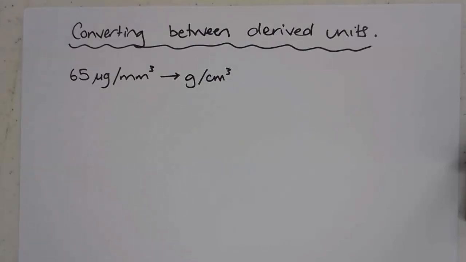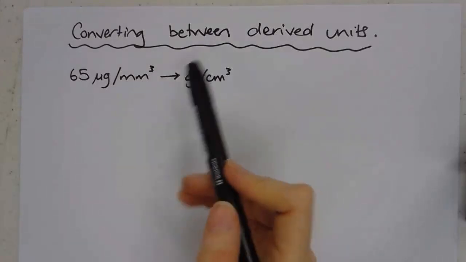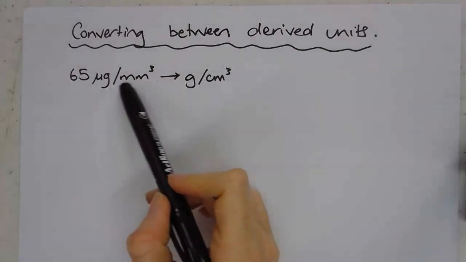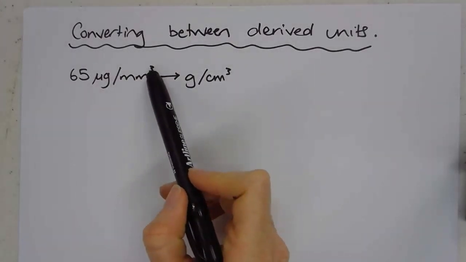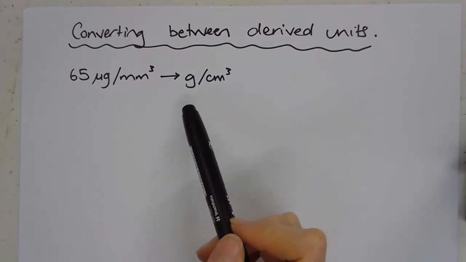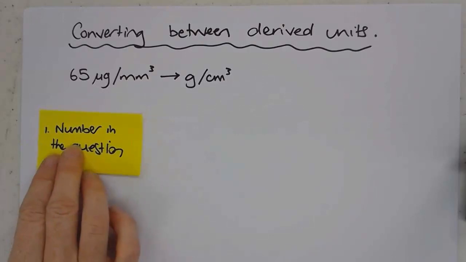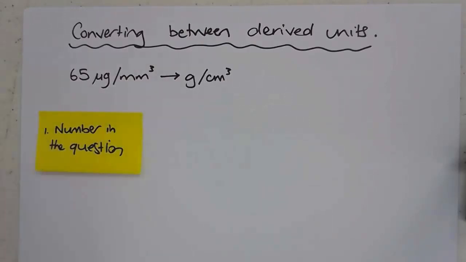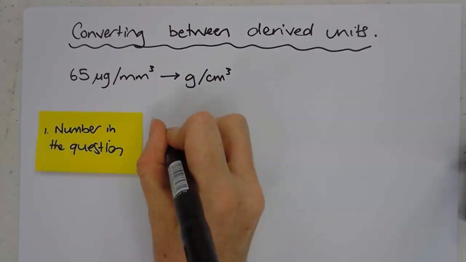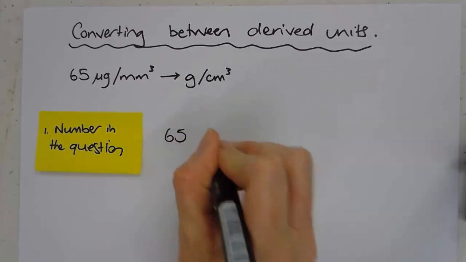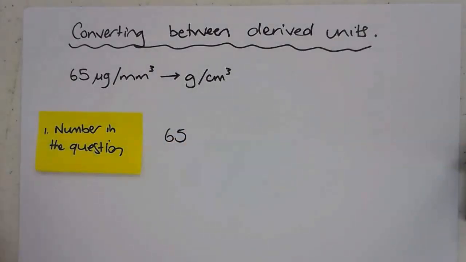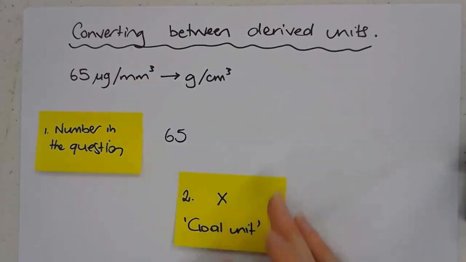So a couple of things to pay attention to: obviously the units, but also whether it is a standard unit or a squared or a cubed, because that will affect us later in terms of the units that we're looking for. The first thing to do is to write the number that's in the question down. So this one's going to be 65. And the next thing after that is going to be timesing our goal unit.